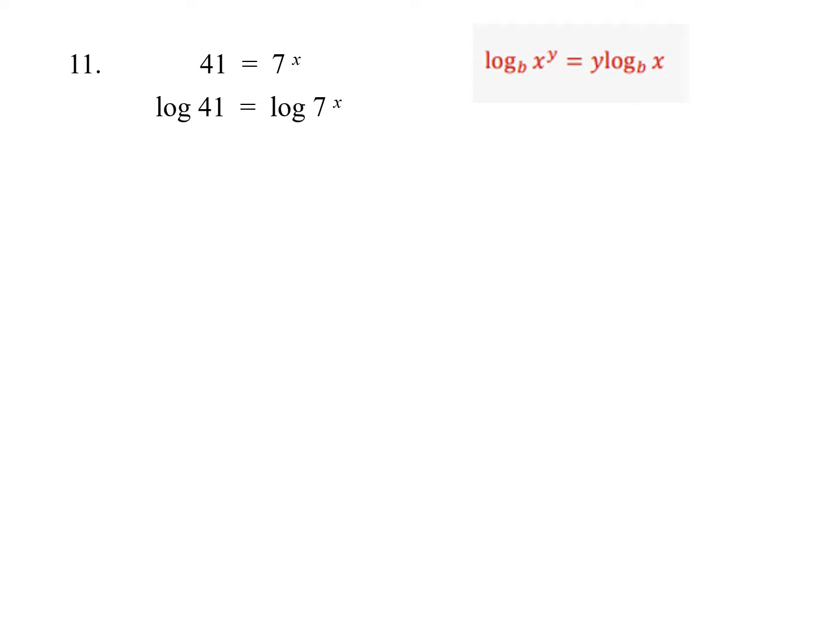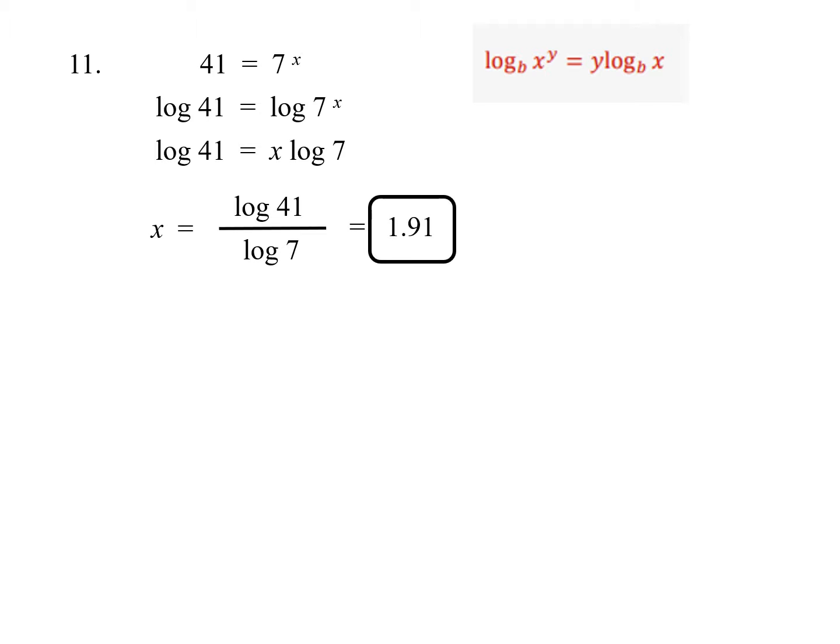So I'm going to take the log of both sides. Take the log of that side, take the log of that side. And then the log of 7 to the x power becomes x times the log of 7, using our power property. And this is where logs are extremely useful. They get the unknowns out of the exponent. Then it becomes a simple matter of dividing each side by the log of 7, and x is then the log of 41 over the log of 7. Which, if you operate your calculator, log of 41 divided by log of 7, turns out to be 1.91.